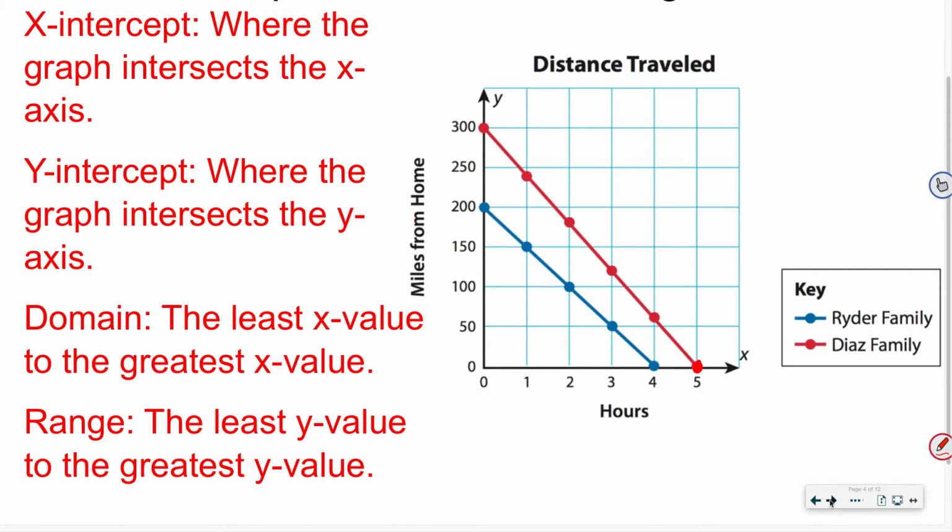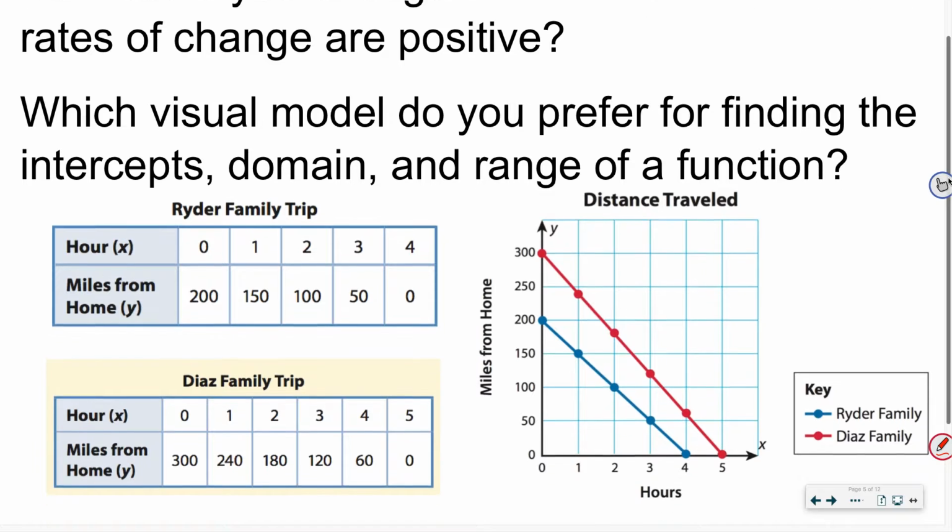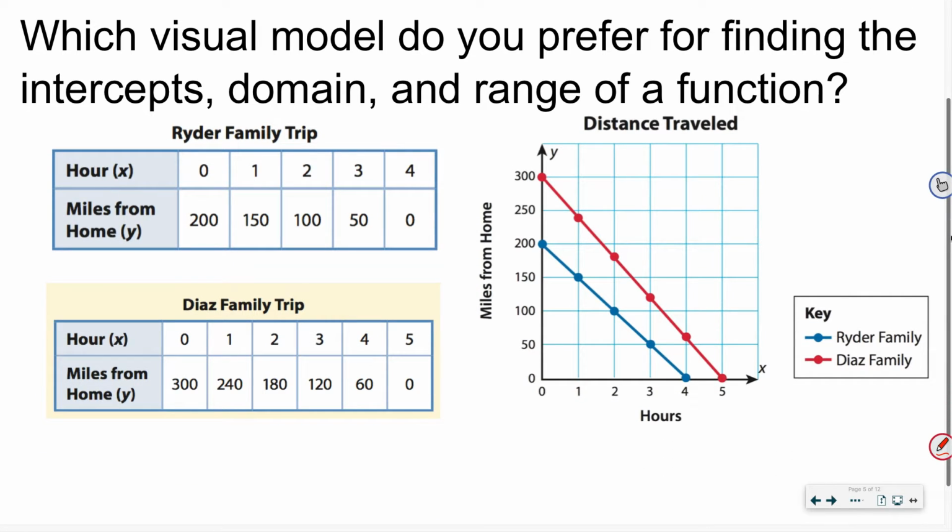Okay, let's slide. So we're going to find all these four things. But before we do that, what do you notice about the change here? The rate of change is what kind of number if those lines are going down? It's negative. How can I change this situation so that my rate of change was positive? What would I have to change about this whole scenario so that the lines went up instead of down?